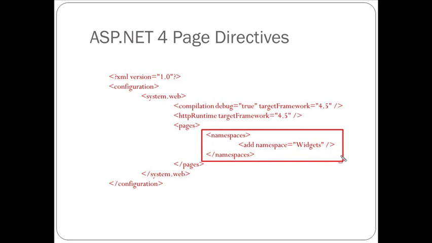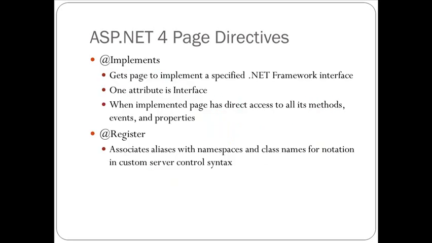This is the preferred way rather than modifying or changing the root web config that's on your C drive. Most people just leave that alone, make the modifications on each application or project within the web config of that project. The @implements directive gets the ASP.NET page to implement a specified .NET Framework interface.